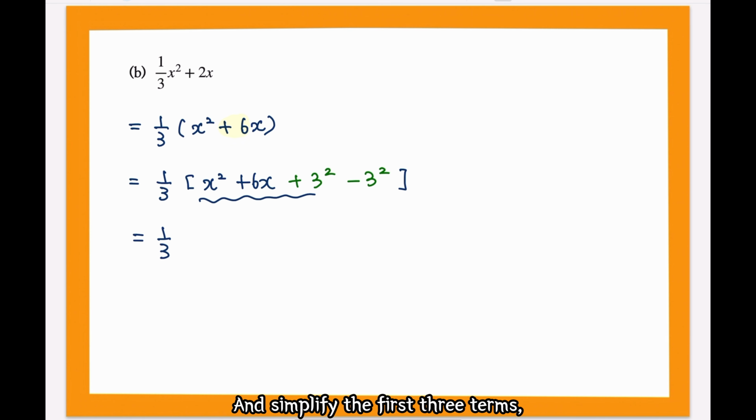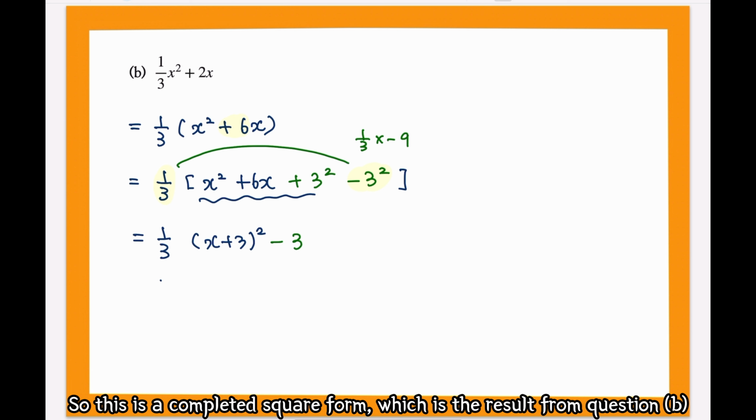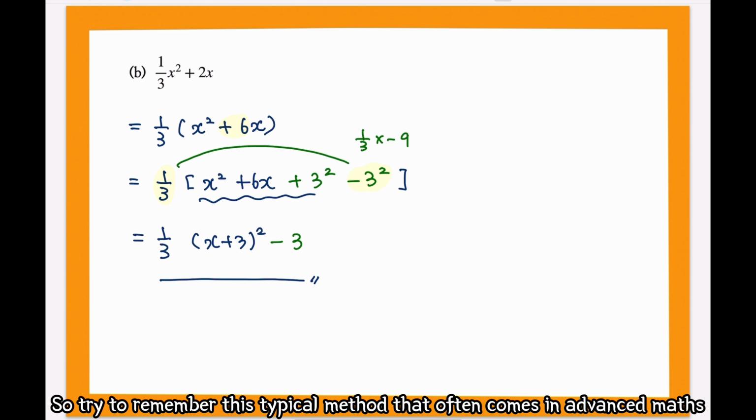And simplify the first three terms, which is x plus 3 squared. And don't forget we have minus 3 squared inside of the bracket. So we have to expand the bracket by multiplying 1/3 by that minus 9, which is minus 3. So this is the completed square form, which is the result from question B. So try to remember this typical method that often comes in advanced math.